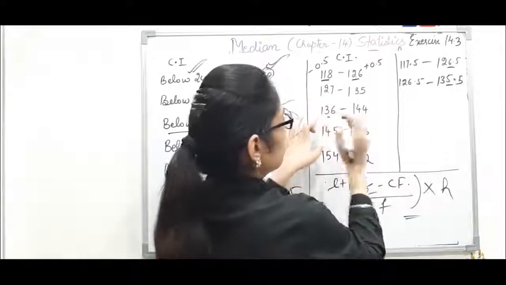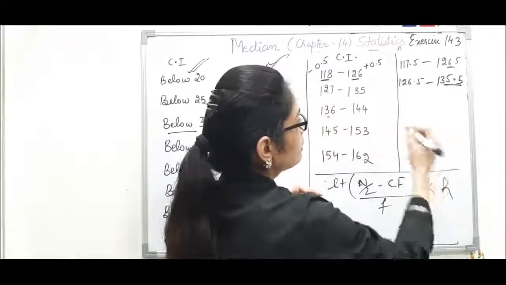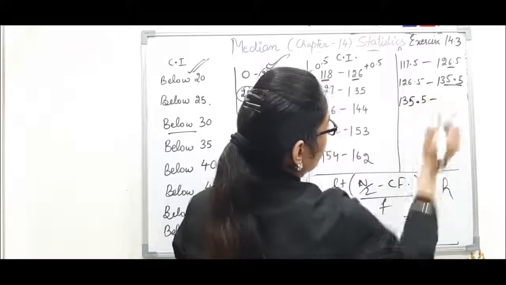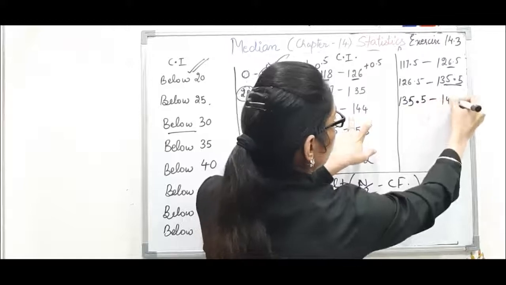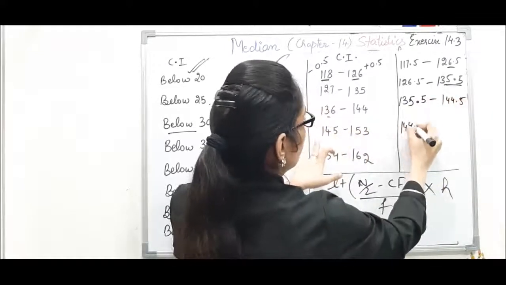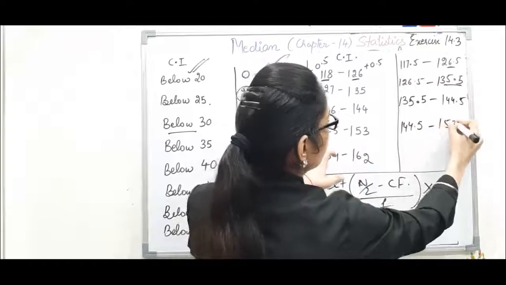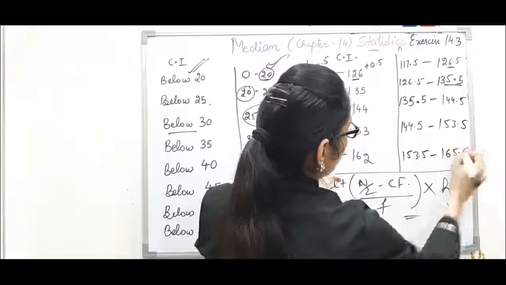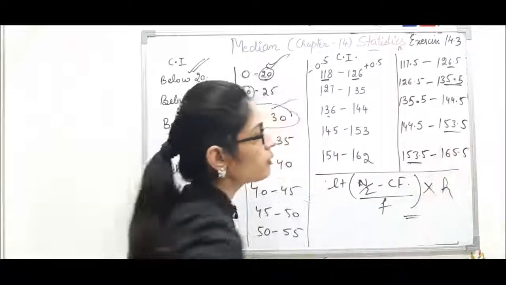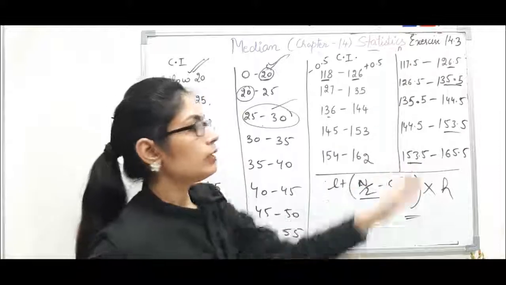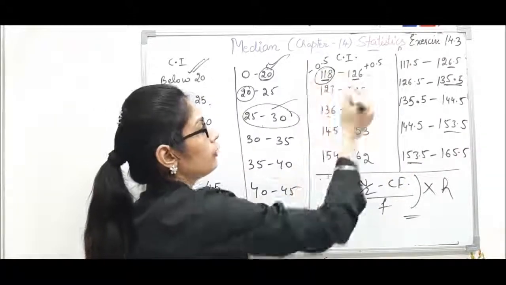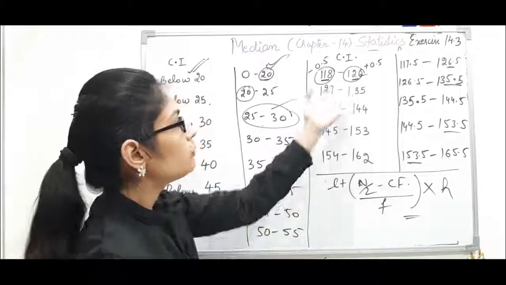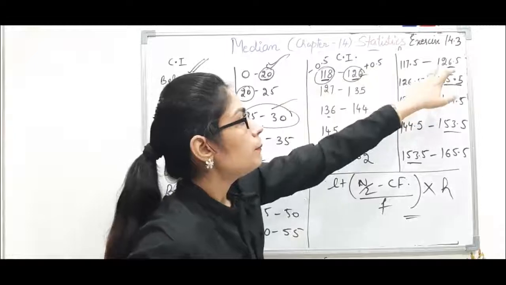Now this next term will be the same as the lower limit of the next class interval, so directly you can write 144.5. So here it will be 144.5 minus 153.5, then 153.5 minus 162.5, because these two terms have to be the same. In this way you subtract 0.5 from here and add 0.5 here. You only have to do it in the first term; these two terms are the same, so directly you can keep on writing.